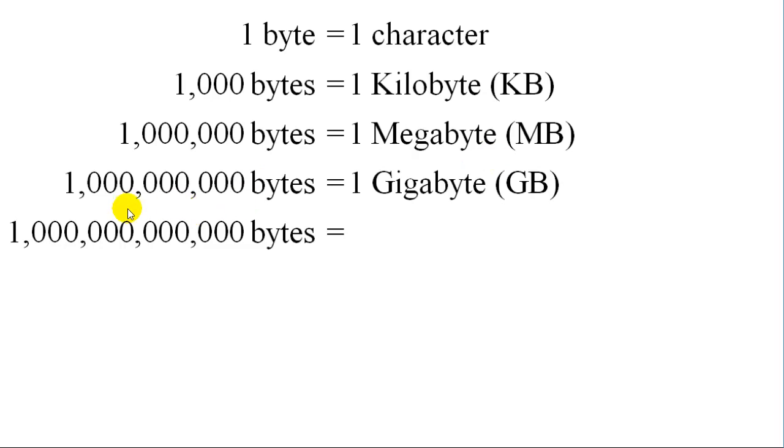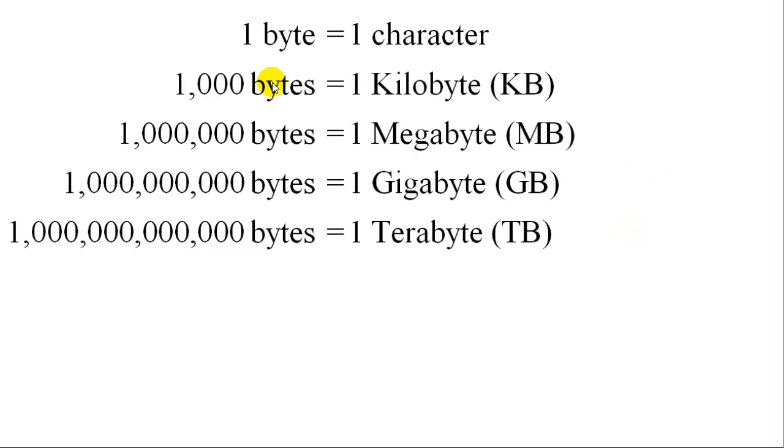Hundreds, thousands, million, billion, trillion. A trillion bytes. You know there's a special name for a trillion bytes? Do you know what it is? It's a terabyte. We abbreviate terabyte, TB.